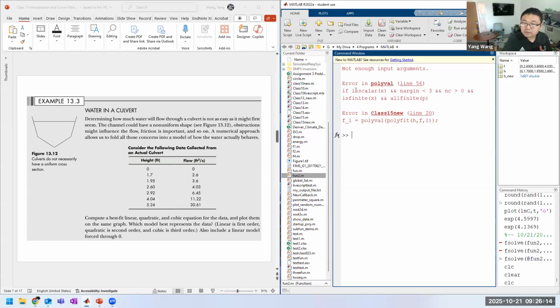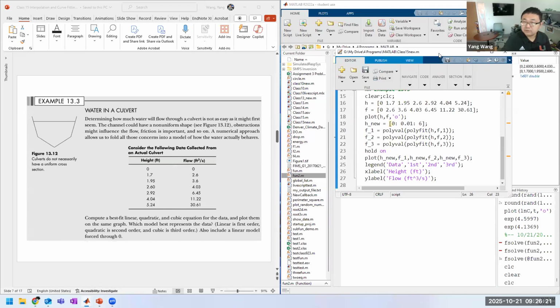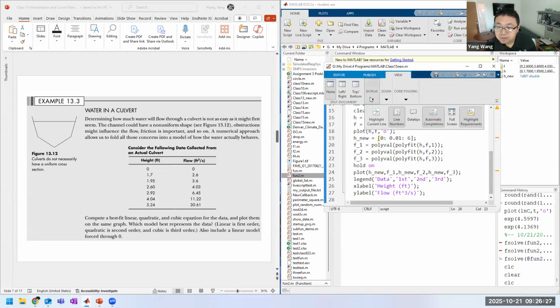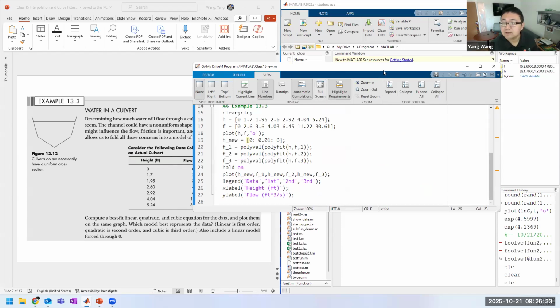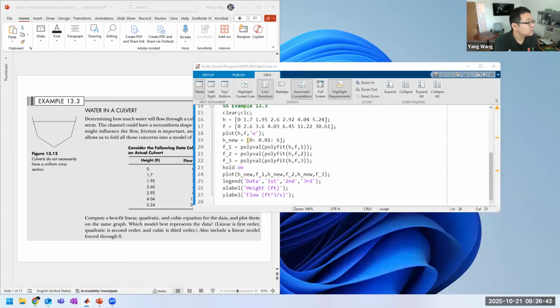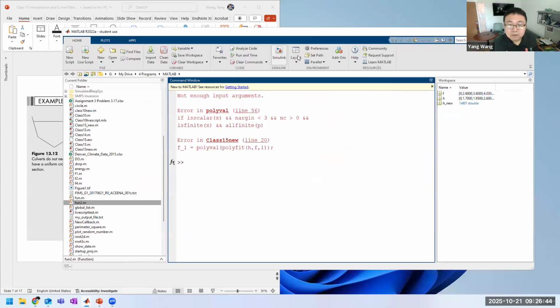There's an error here. Let's see, polyfit. Oh, we need to provide the x value. Let's try to display this in a better way so that we can combine our M file together with the program. So we should do layout and then default.